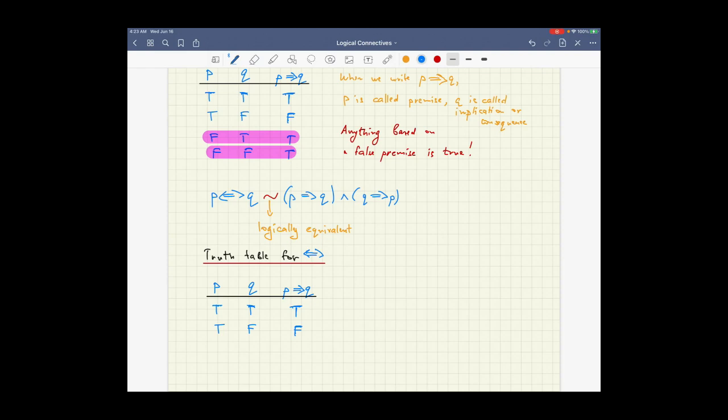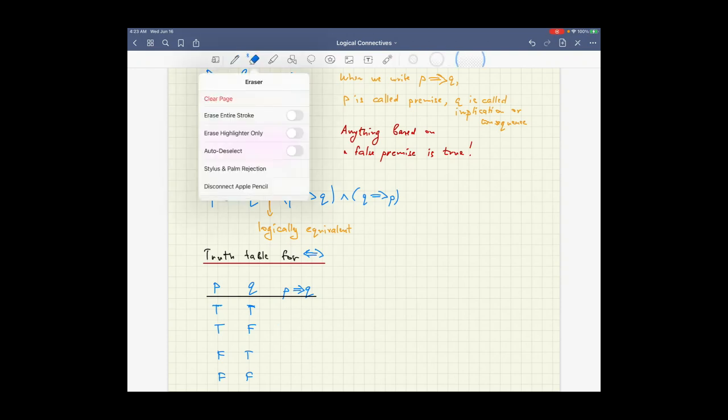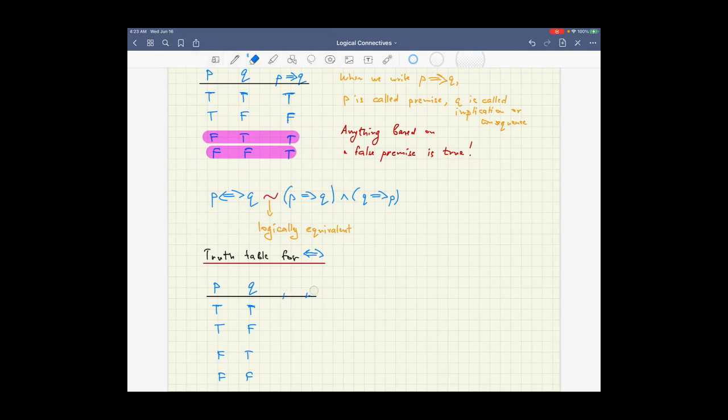Alright, truth, truth, truth, false, false, truth, and false, false. Right, and this time we need biconditional. It's actually a very simple matter because P and Q is: P occurs if and only if Q occurs. Simply means that they both have to take the same value, either both true or both false.